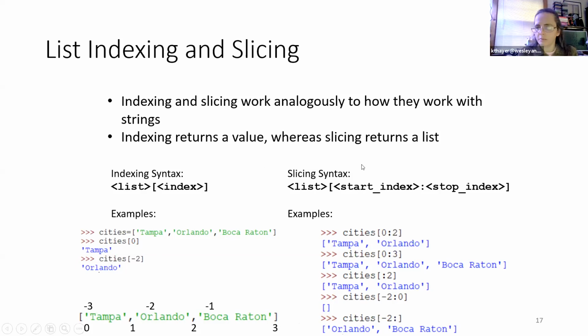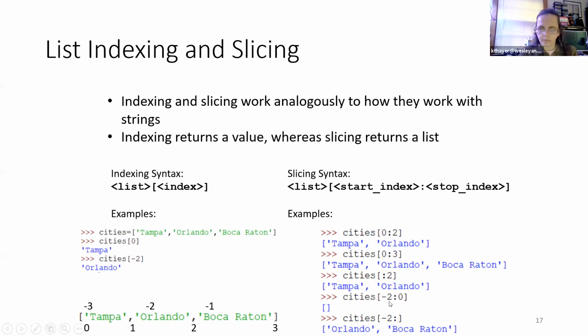Slicing looks remarkably like it, but the way we notice that it's different is that it has this little colon right here. This colon allows us to specify a range. Just like we've had before, if you omit the start index and you have the colon, it will begin at the beginning. And if you omit the end index, it will go to the end. So here are some examples. Cities of 0 to 2 goes up to, but does not include number 2. So we go 0, up to, but not including 2. So we get Tampa and Orlando. Cities 0 to 3 then includes an additional city. This starts at the beginning because nothing is specified.